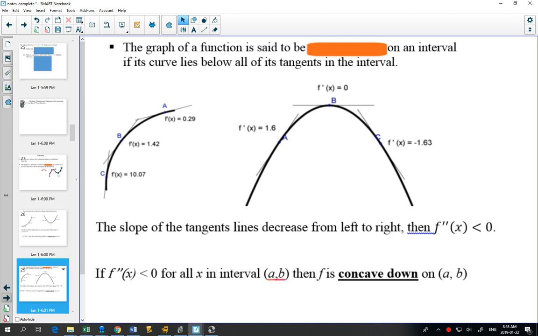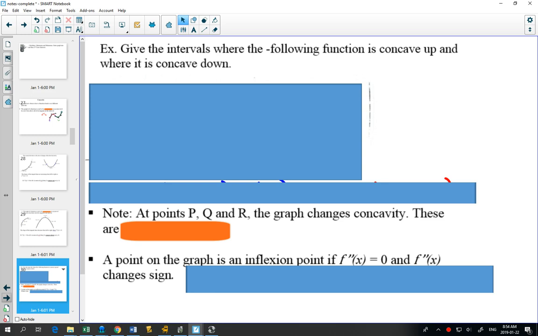Similarly, if something's concave down, then your tangents all lie above your curve, and your curve lies below your tangents. And if we look at those tangent values, they're decreasing now. So if your second derivative is less than 0, then it's concave down. So we're going to see with a couple of examples what this means. It's really easy to figure out.